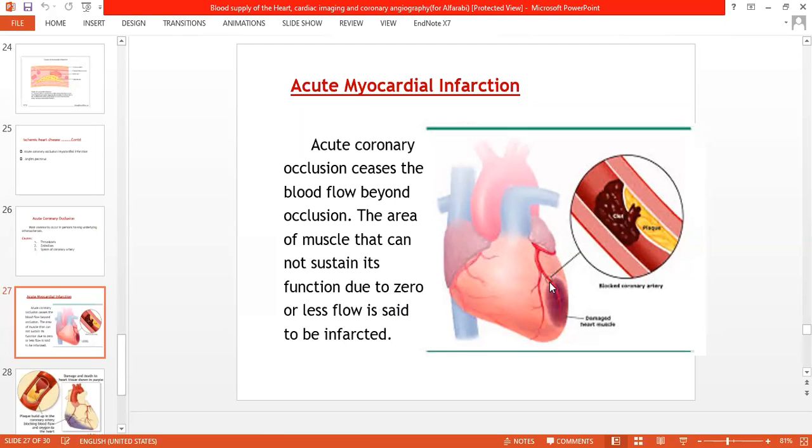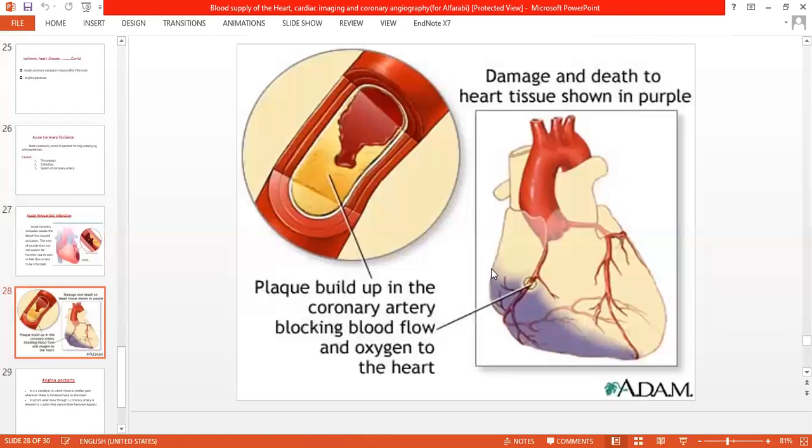So if there is total occlusion, then the blood flow to this region is very much reduced, or there is total blockage of blood. So this part of the heart muscle will lead to infarction, okay, and almost death of this part of the muscle, and it leads to non-functioning of this part, and it leads to complications. This is called acute myocardial infarction.